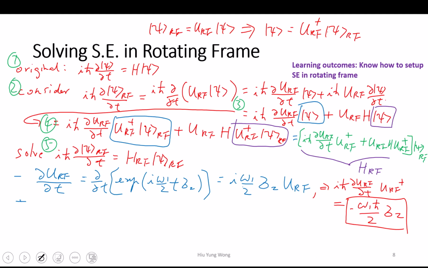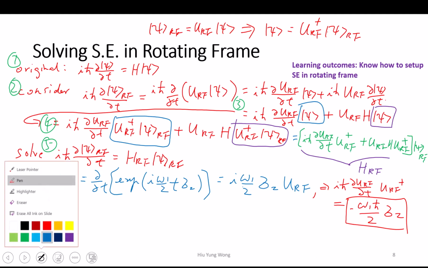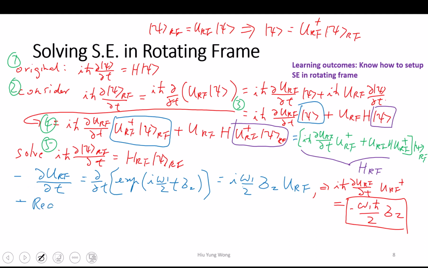Okay, so actually now let's look at the total Hamiltonian. So what is H? Let's look back, just recall, what is the total Hamiltonian again, not in the rotating frame?